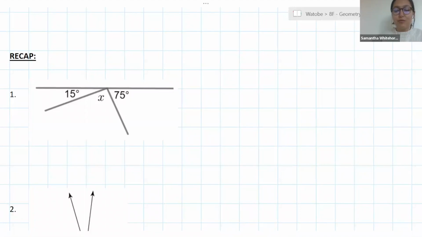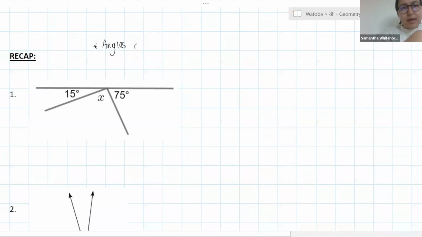If you leave off your reason, then essentially anything you've done before that doesn't really have any meaning in geometry. So we always have to give a reason for a statement that we've made. Remember the 2 reasons that we've done so far: angles on a straight line and angles around a point. I'm just going to put them here so that we've got them.